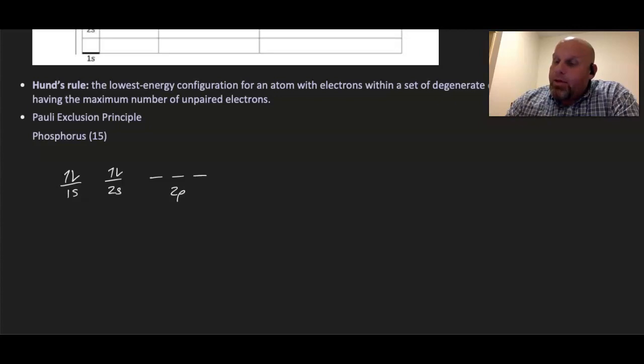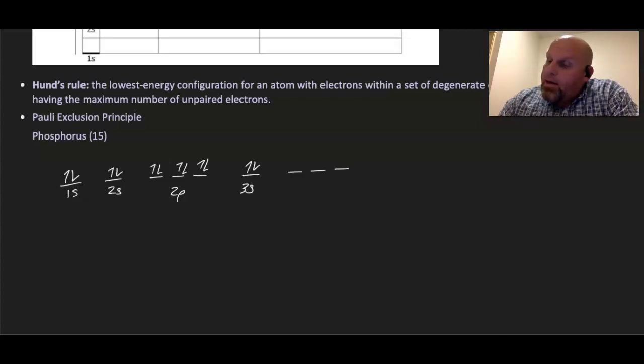And then, again, I would fill 1 electron in each before I double them up. That gets me to 10. After 2p, I fill 3s. That's 12. And then next comes 3p. I need 3 more electrons. That would look like this.